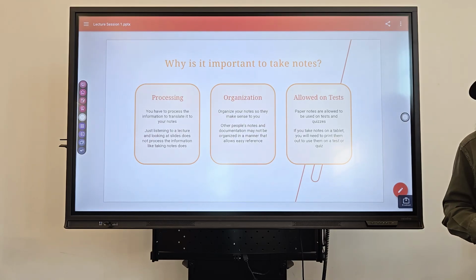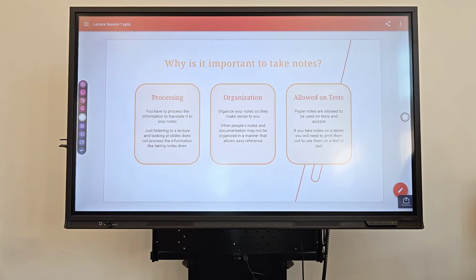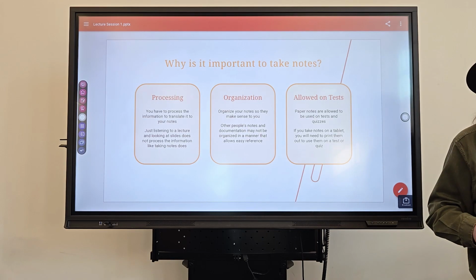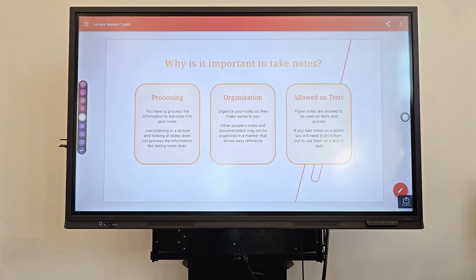Organization. If you take the attitude of, well, my friends are going to be taking notes, I'll just photocopy their notes and I'll be fine. Not necessarily. How they organize notes may be different from the way you would organize notes. So you'll be fumbling around trying to find the information you need during a quiz or test, and you don't know where it is because it's not organized the way you would want it. So taking notes keeps you organized so you can find the information quickly and efficiently.